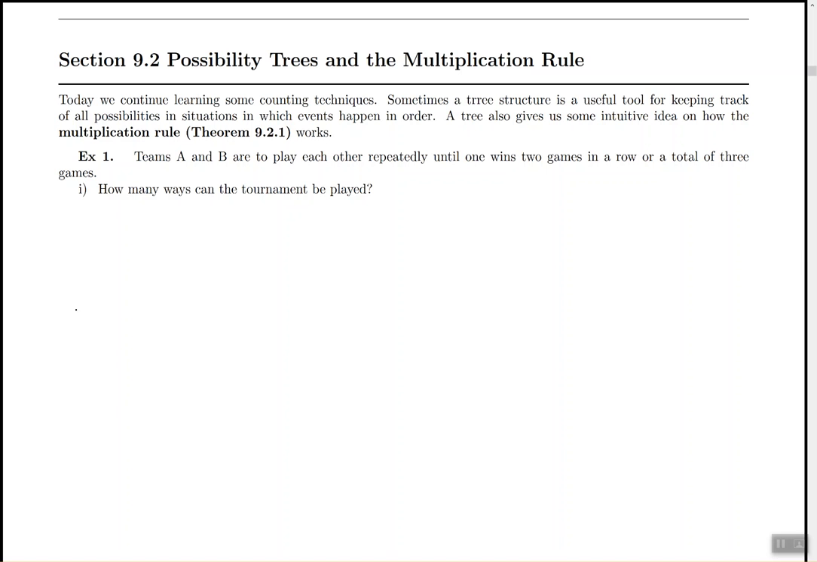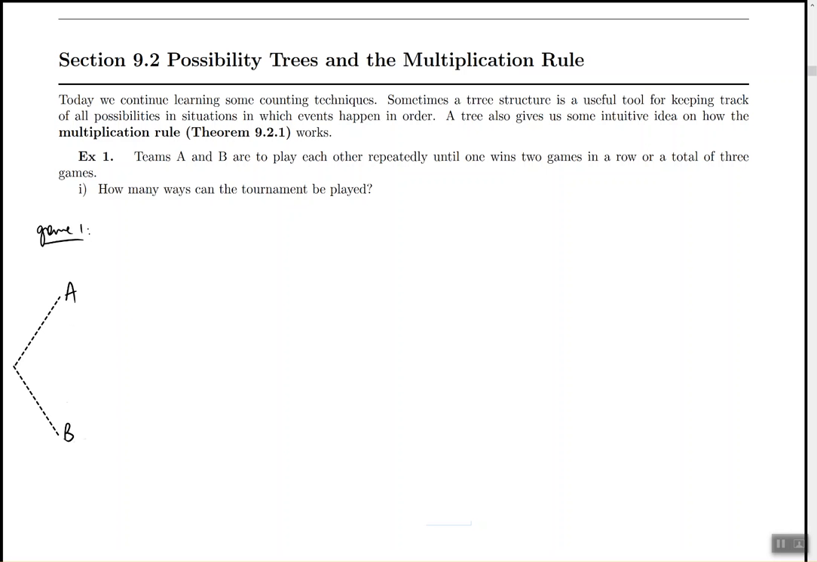Okay, so basically here's what's going to happen. The first game is going to take place. So first, game 1, let's call it. Game 1 is going to happen, and there's going to be one possible winner. The winner could be either team A or team B. At this point in time, since you don't have 2 wins in a row, the tournament is going to keep going.